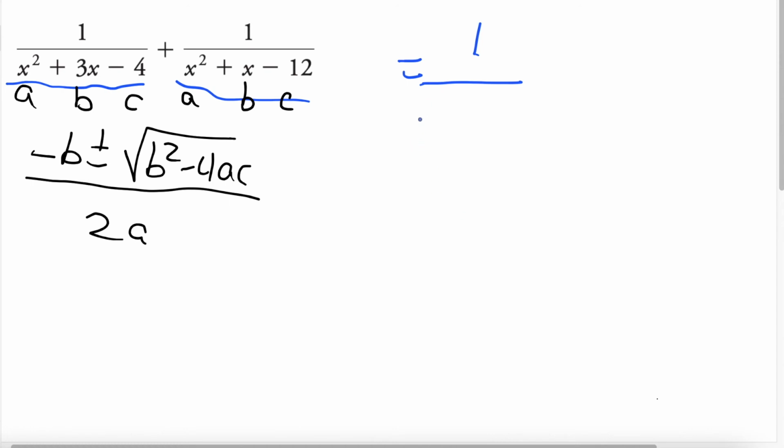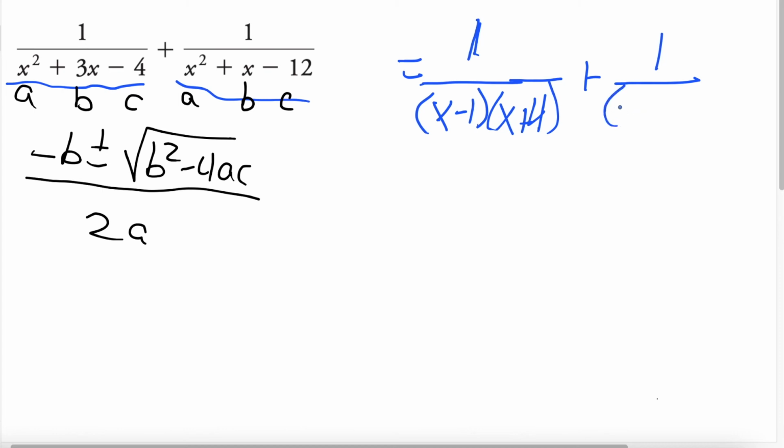we get 1 over x minus 1, and then we get 1 over x plus 4, and then plus 1 over, and if we use the quadratic formula again for the next part, we get 1 over x minus 3 and 1 over x plus 4.